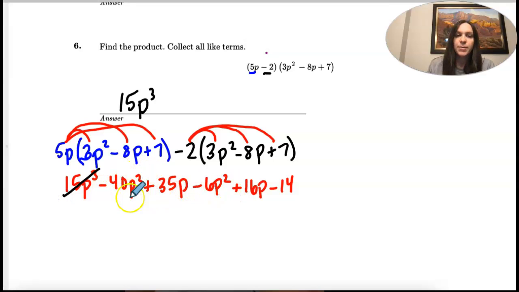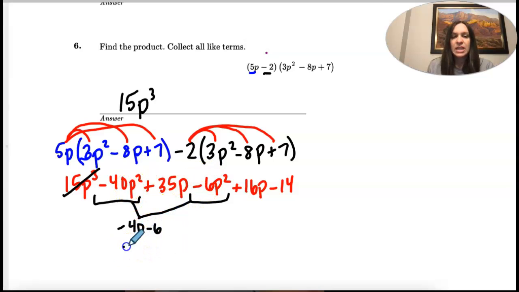And now I'm going to look for all my p squareds. So negative 40, negative 6 p squared, and that's it. So now I'm adding or subtracting the coefficients. That's the number next to the p squared. So I have negative 40 minus 6. It's negative 46, and then the p squared just comes along with it because we're subtracting. So minus 46 p squared.